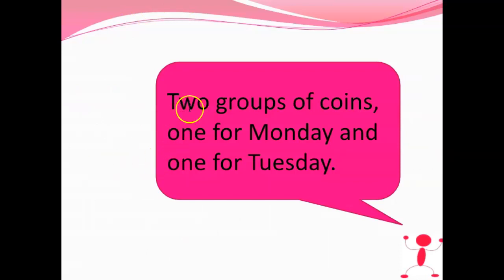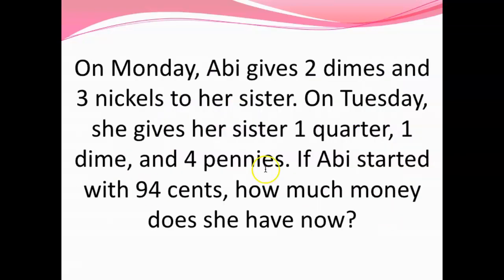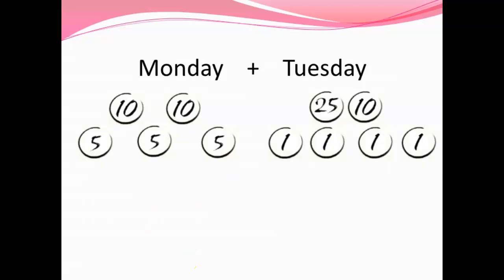I'm thinking we draw 2 groups of coins, one for Monday and one for Tuesday. Remember, she gave her sister 2 dimes and 3 nickels on Monday, and she gave her sister 1 quarter, 1 dime, and 4 pennies on Tuesday. I want you guys to pause now and draw the amounts for each day. Be sure to label them. Your drawing should look something like this.